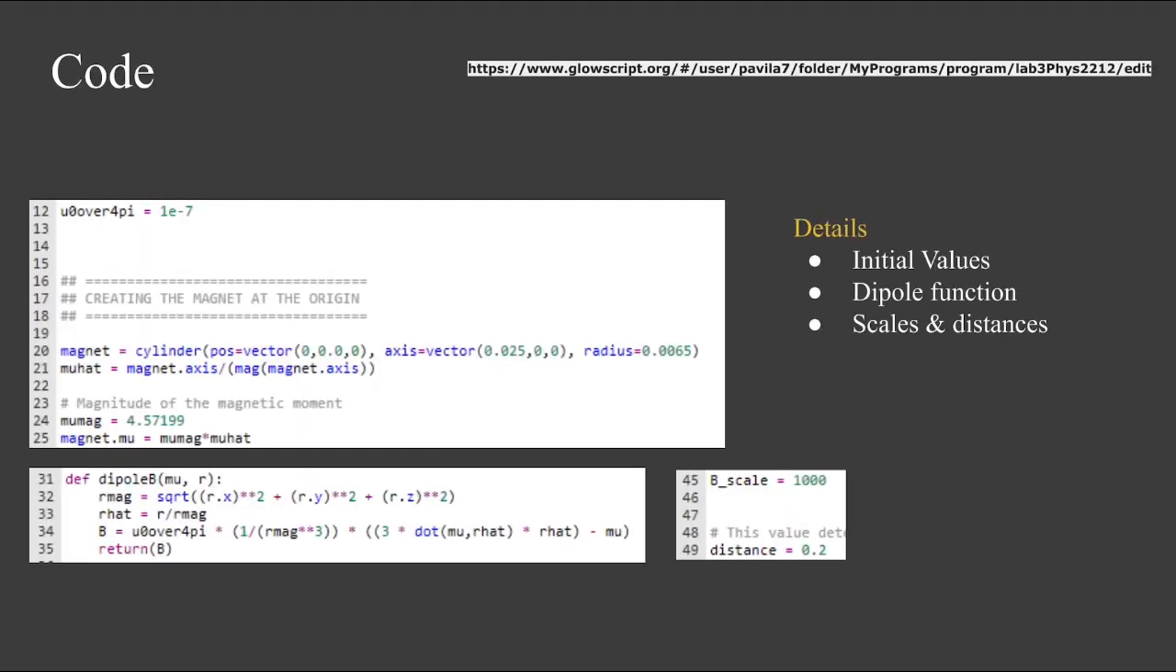In this first part of the code, some of the initial functions were defined, such as mu over 4 pi, which is 1 times 10 to the negative 7th. Mu hat was also defined in line 21, and mu magnitude was defined in line 24 as 4.57199, which is something I found in my own experiment. And we also defined the dipole function, which is defined using the physics formula. And finally, we defined the scale and distances of bar magnets.